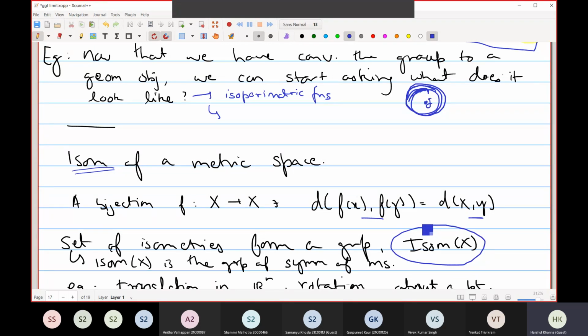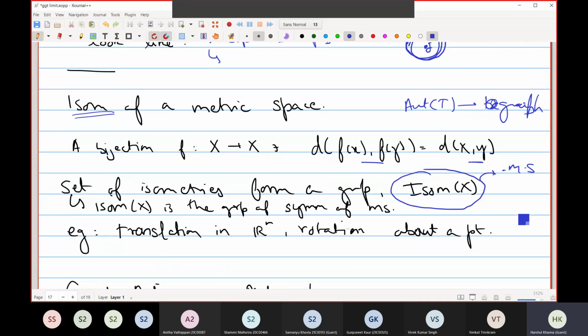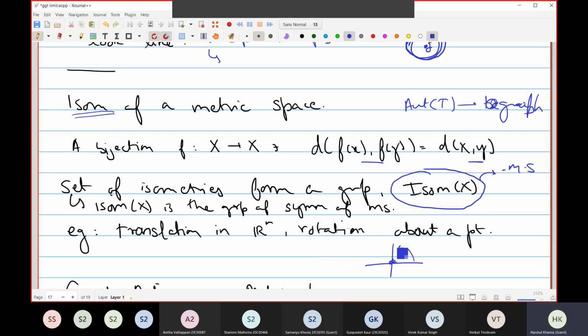For example, Aut(T) was the group of symmetries for a graph. This Isom(X) is a group of symmetries for a metric space. So some examples are translations in R^n, rotation about a point in R^n. Suppose I take R^2, I rotate everything along this direction, I rotate everything 90 degrees. Then that's an isometry. It's a bijection and it preserves the distances, right?